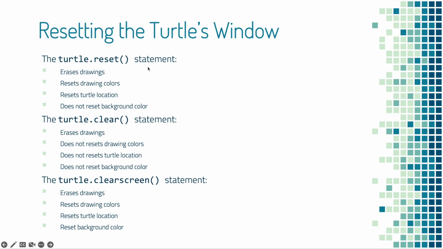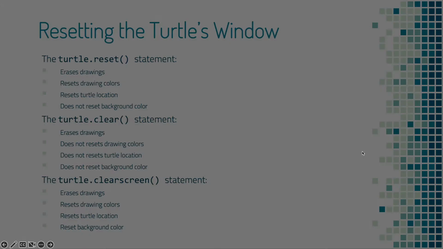Now, with this being said, you're going to make sure you use the correct reset. So before you try to reset the turtle's window in any way, make sure you come back to this slide to understand it, because turtle.reset will erase all your drawings. It'll reset your colors, reset your location, but it does not reset your background color. Turtle.clear erases the drawings, doesn't reset any of the settings, but turtle.clearscreen erases the drawings and resets all the actual settings. It's a little bit confusing, but if you do need to use the actual reset functions in any way, make sure you come back to this slide in the slide deck and look back over this.